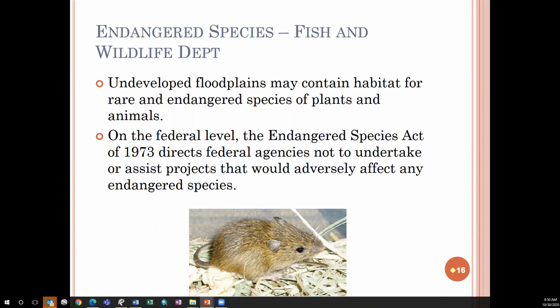Federal agencies, as noted in the second bullet, cannot undertake or assist projects that would adversely affect an endangered species. So they cannot approve a conditional letter of map revision that will show an adverse impact to an endangered species. Now, I'm sure there's ways to work around that with mitigation and so forth, but again, just compliance with this is above and beyond basic NFIP requirements.